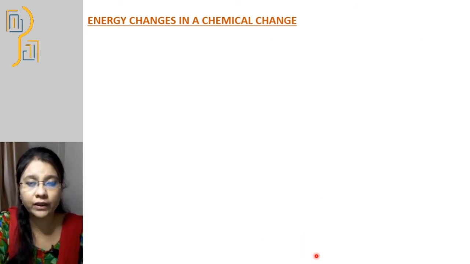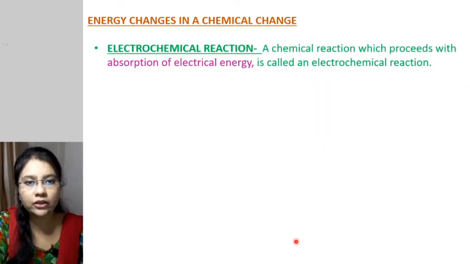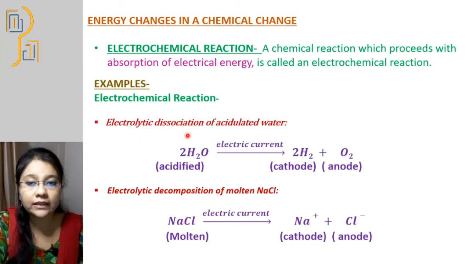The next type is electrochemical reaction, a reaction which proceeds with absorption of electrical energy. For example, electrolytic dissociation of acidulated water.